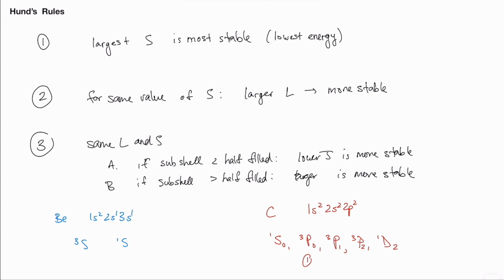Then we can also rank order the rest, right? So this triplet P1 would be the next most stable. The triplet P2 would be the next most stable. And then we want to compare the last two. The same rules will apply, right? So whichever has the largest spin, well, they both have the same spin, so that's not helpful. And then we go to rule number 2. The larger L is then more stable, and so the D has a larger L than the S. And so we're going to say that the singlet D2 would be the next lowest, and then the highest energy configuration and term symbol would be this singlet S.